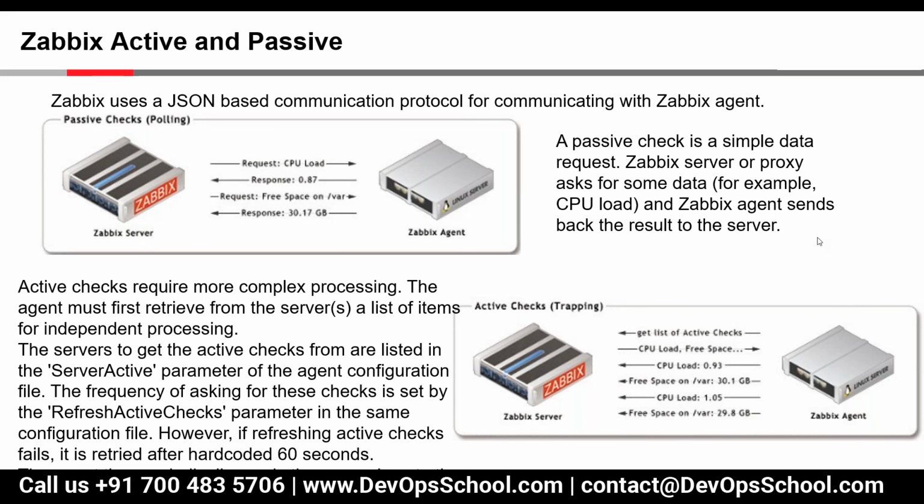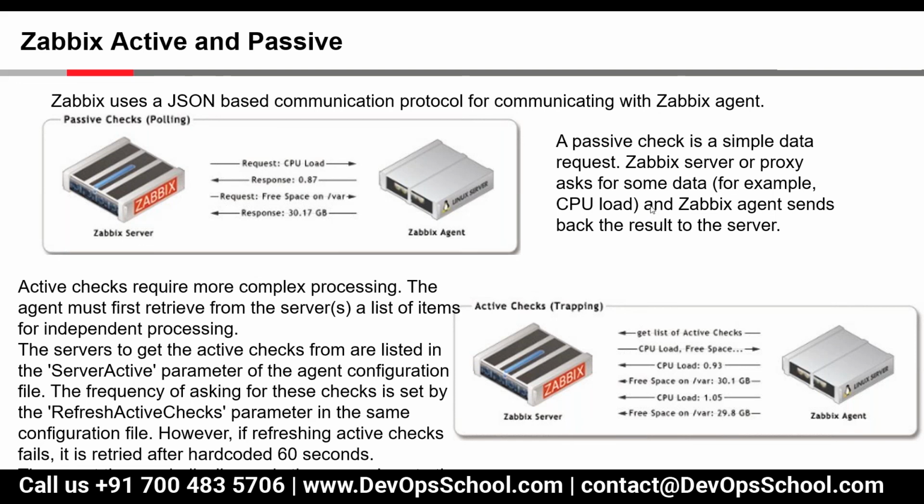And in active, it is opposite. The Zabbix agent makes a communication to the server. So it asks for the list of all the active checks. Then the Zabbix server gives the items like CPU load, free space, and other parameters. Then it's sent to the server, and the agent replies that CPU load is 0.93%, free space is 30 GB, like that. So that is active and passive.